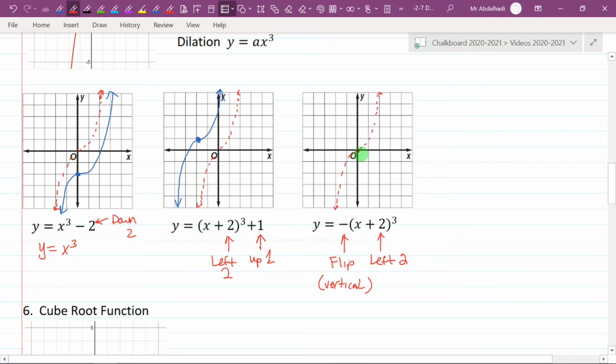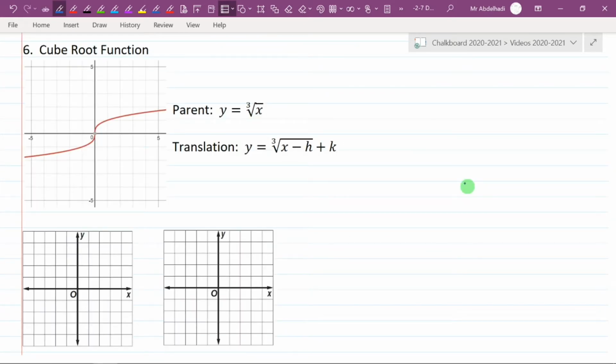So here's the center. We're going to go 2, 1, 2 to the left. So now my center is here. And instead of drawing it up to the right and down to the left, how do you flip this? Well, you flip it by going up to the left and down to the right. You do the opposite for each. And there you go. That's your flipped cubic function. Okay, that was our fifth function, the cubic function.